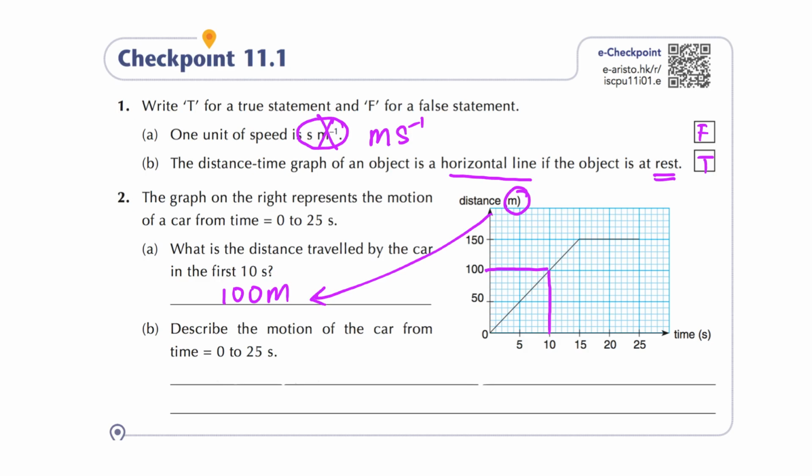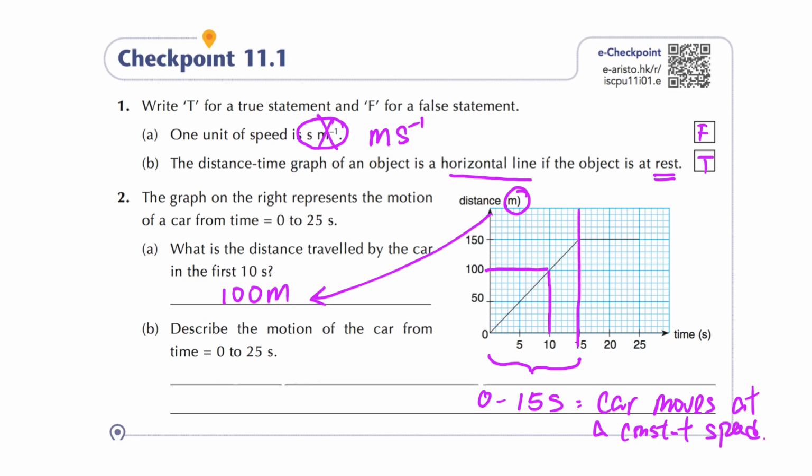Describe the motion of the car from time equals 0 to 25 seconds. So you can find that the first part, from 0 all the way to 15 seconds, we found that the car moves at a constant speed. But after that, from 15 seconds onwards, from 15 to 25 seconds, the car is at rest.